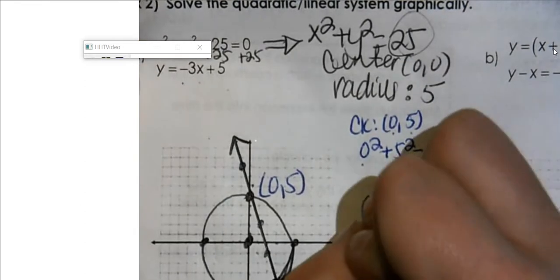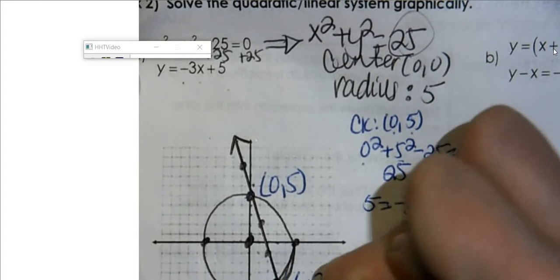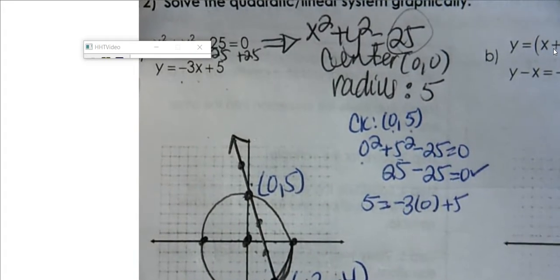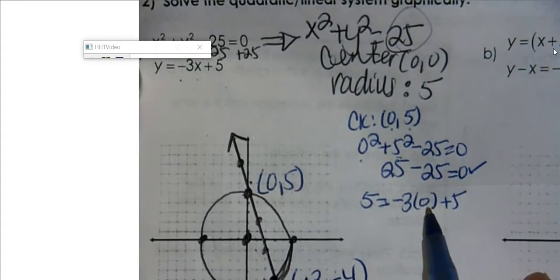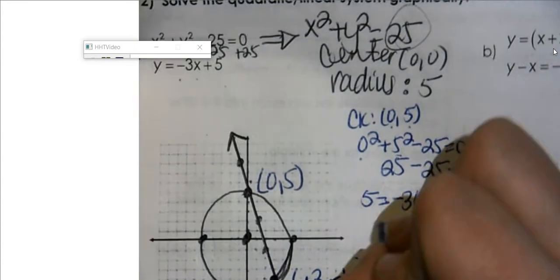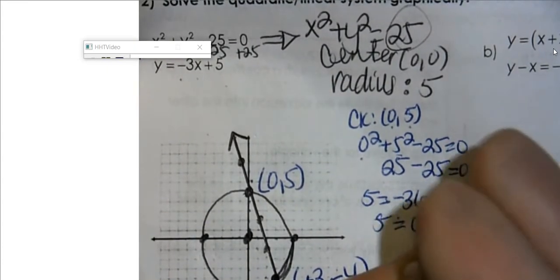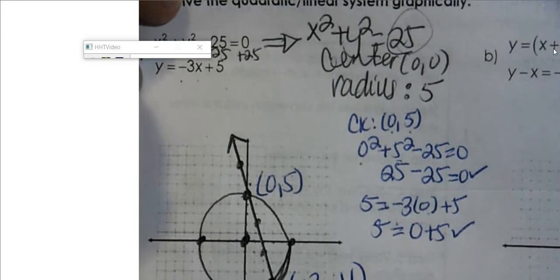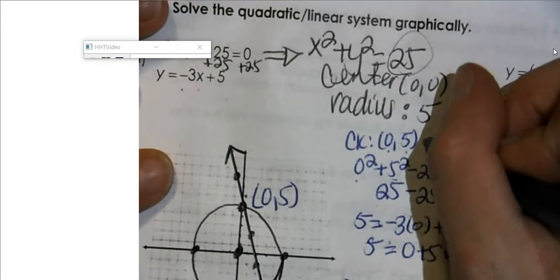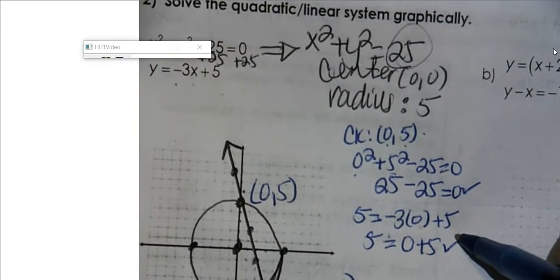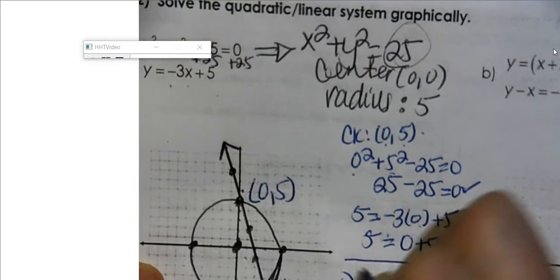So now I'm going to check 0, 5 in the other equation. So I'm going to write 5 equals negative 3 times 0 plus 5. Negative 3 times 0 is 0, and 0 plus 5 is 5. So yes, I've shown that 0, 5 does indeed work for both equations. So now I need to check the other one.